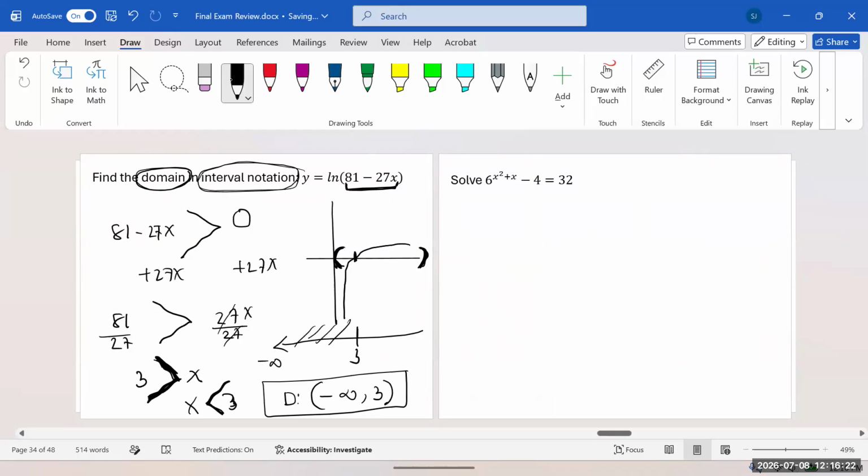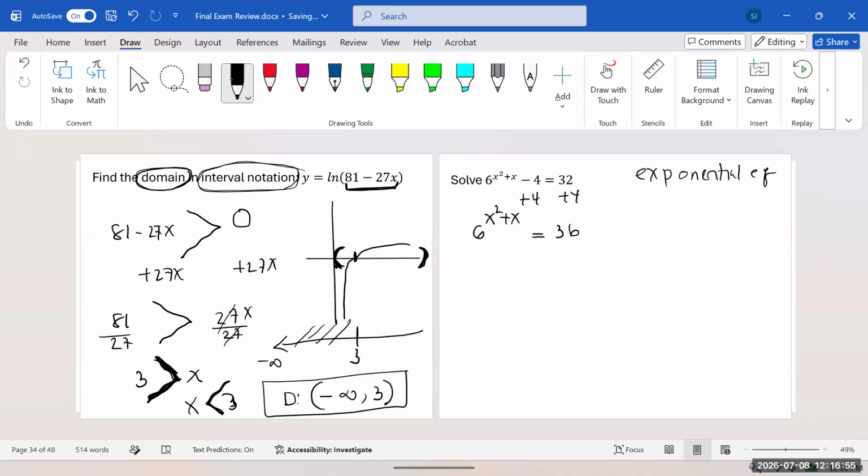Okay, one more solving, but this is an exponential equation because our x is in the power. So what do we do? Add 4. Our goal is to have the same base on both sides. So 6 to the x squared plus x equals 36. We have two different bases, right? One side has base 6, the other side has base 36. So what can we do?